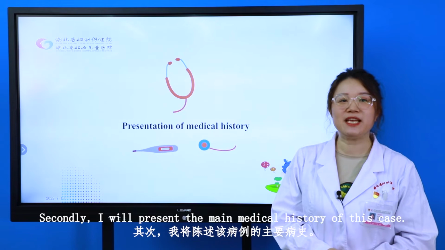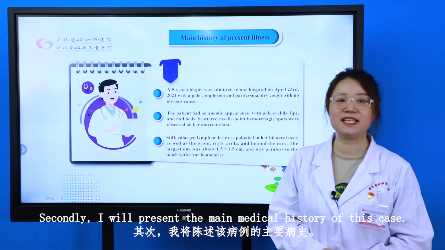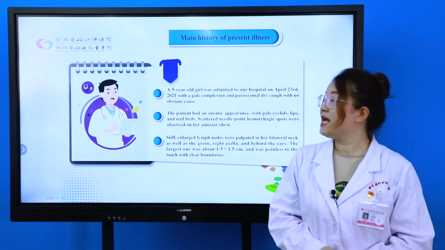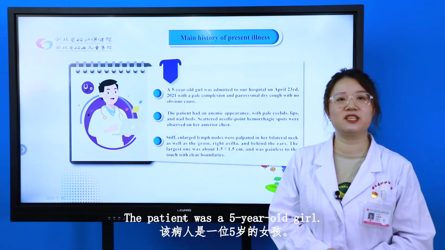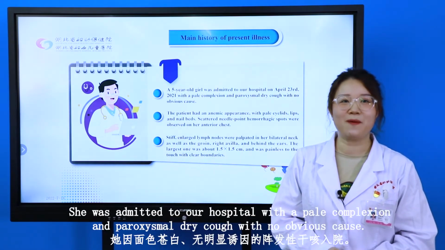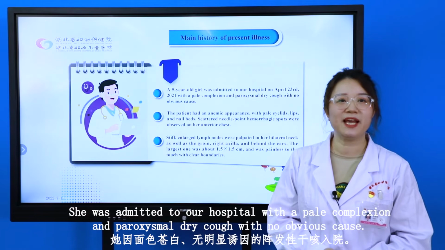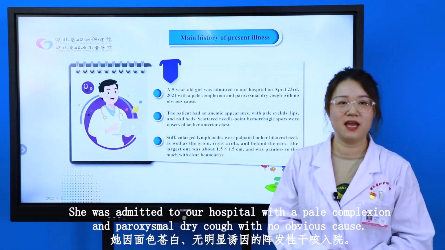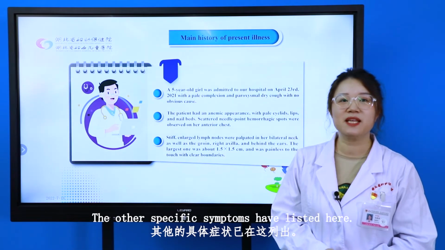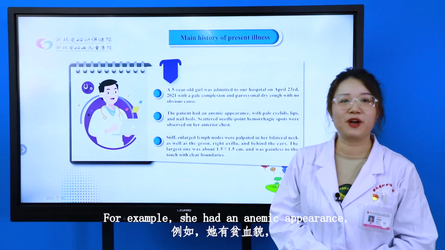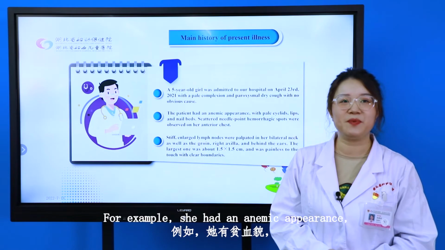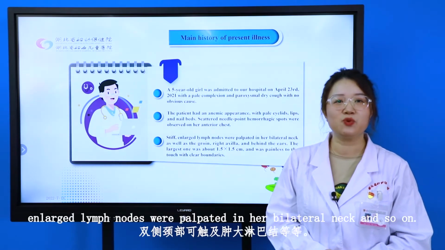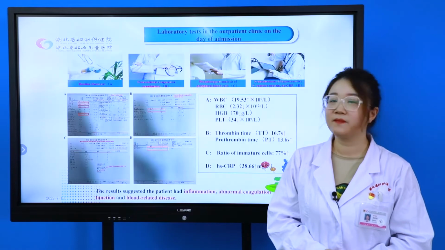Secondly, I will present the main medical history of this case. The patient was a 5-year-old girl. She was admitted to our hospital with a pale complexion and a paroxysmal dry cough with no obvious cause. The other specific symptoms are listed here. For example, she had an anemic appearance, enlarged lymph nodes were palpated in her bilateral legs, and so on.